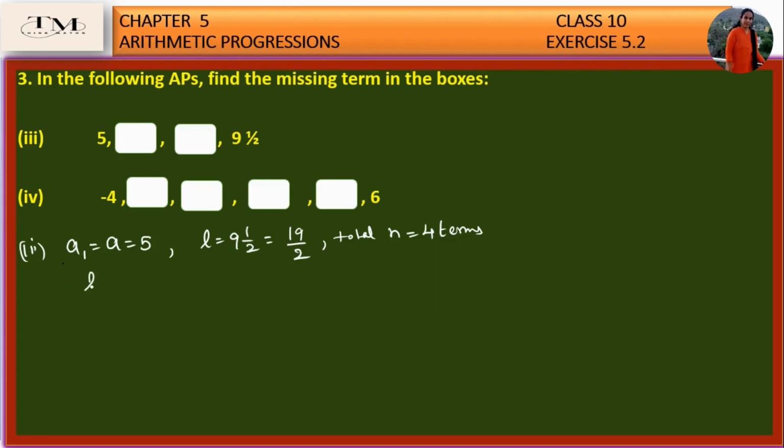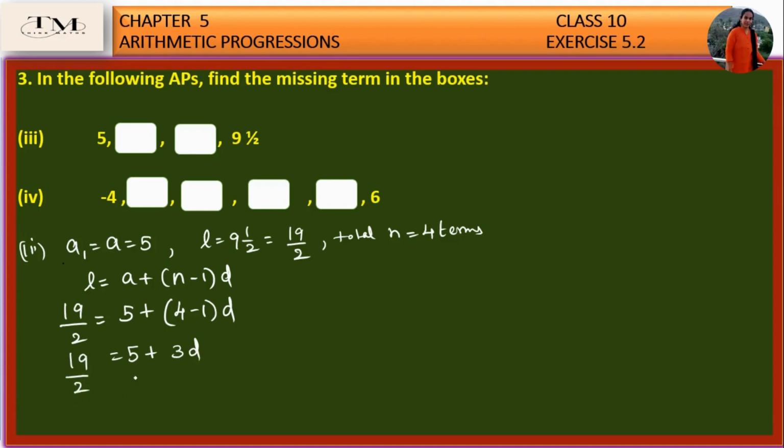So we know that L is equal to a plus n minus 1 into d. So L is 19 by 2, equal to a, which is 5, plus how many terms are there? Totally 4 terms. So 4 minus 1 into d. So 5 plus 4 minus 1 is 3d. On the other side we have 19 by 2. This plus 5 will become minus 5. So 19 by 2 minus 5 equal to 3d.